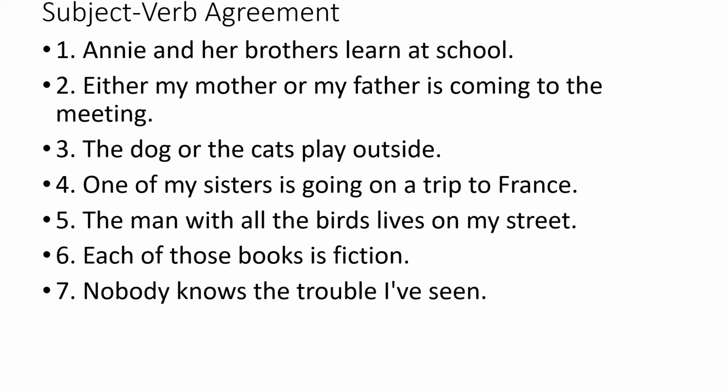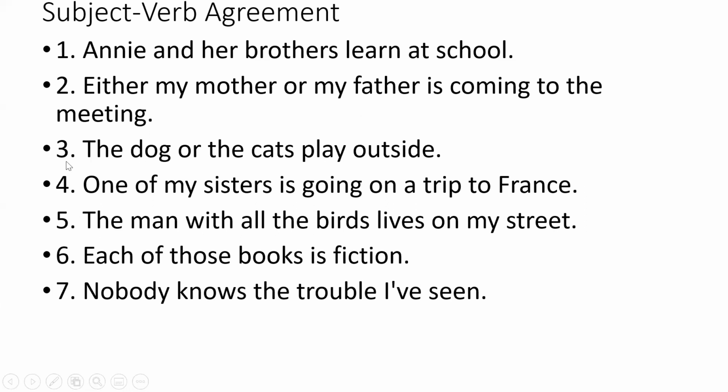So either my mother is going to be there or my father is going to be there. So either way, there is only one parent who is coming. So we're going to have the verb is. The rule when you have two subjects joined by or or nor is to always agree the verb with the last subject. Okay, in this case, the last subject is father. Father is singular. So the verb is going to also be singular.